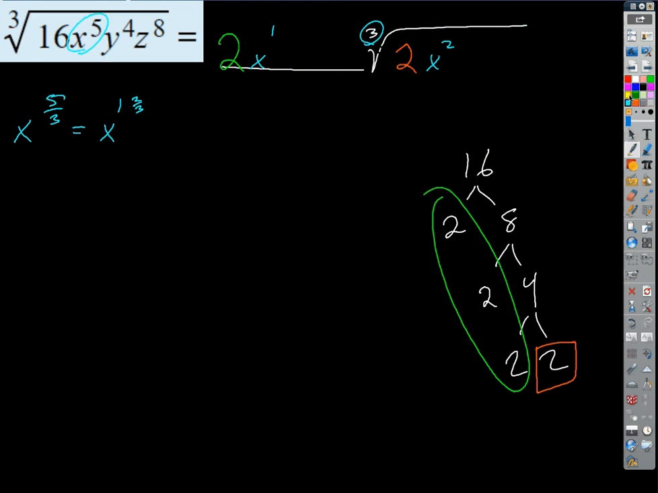Okay, Uliana, how about if I do my cube root of y to the 4th? That's y to what power? Good. 4/3, which is the same as a mixed number as y to the 1 and 1/3, right? Okay, so that's going to give me a y to the 1 outside and a y to the 1/3 inside.